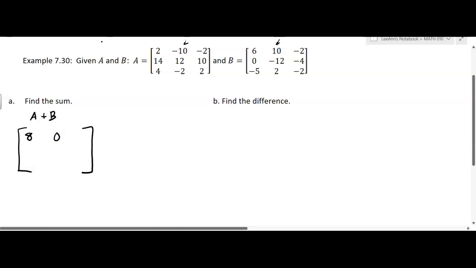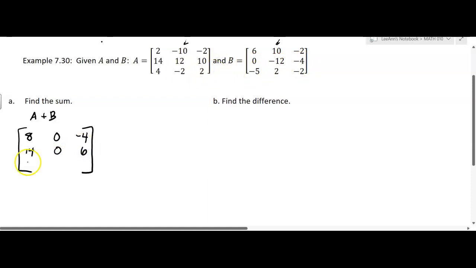And you're welcome to write this out, like 2 plus 6, negative 10 plus 10, and then on the next line you can simplify them. Students do that, but it might be more confusing to copy more things down. Okay, so negative 2 and negative 2, that's going to be negative 4. 14 and 0 is 14. 12 and negative 12, that's going to be 0. 10 and negative 4 is 6.